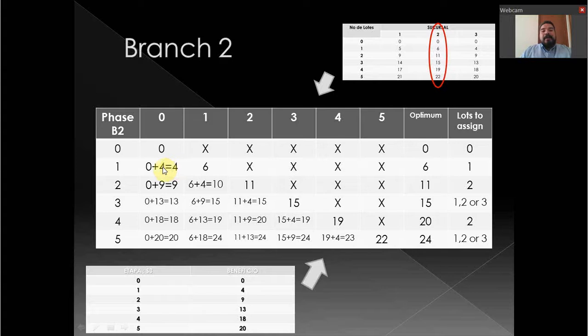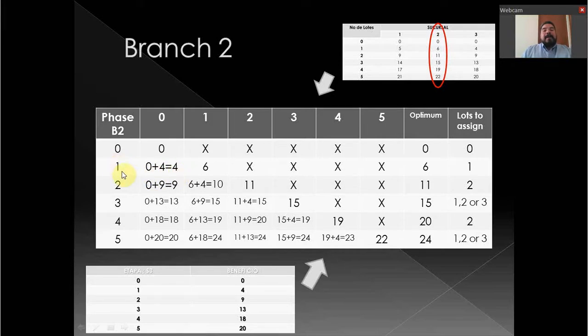the maximum benefit for 1 lot in branch number 3. And in branch number 3, if I assign 1 lot, I have a benefit of 4. So if I have 1 lot left in branch number 2, and I decide not to assign it, I will have 1 lot left for branch number 3, and the maximum benefit of having one lot in branch number 3 is 4. So the value of the benefit is 0 plus 4, it's equal to 4.